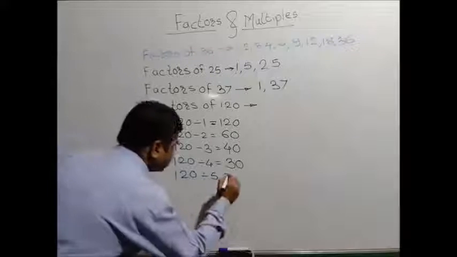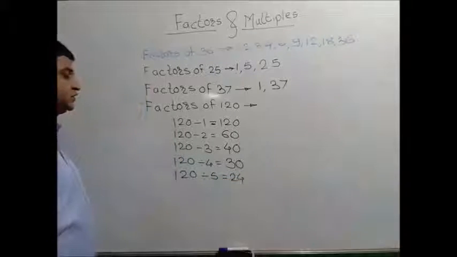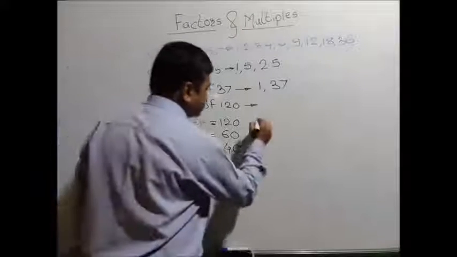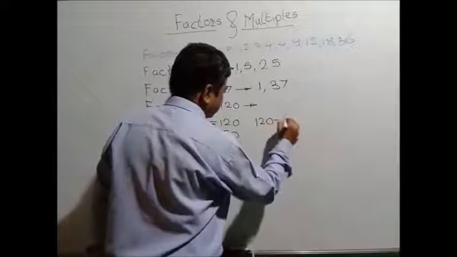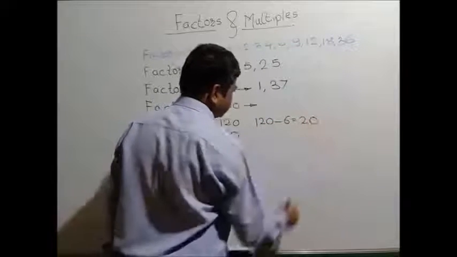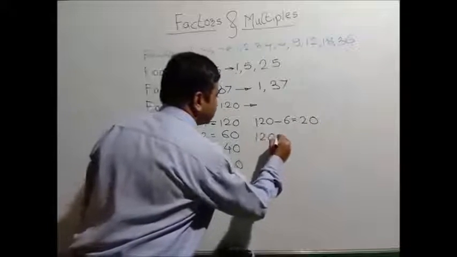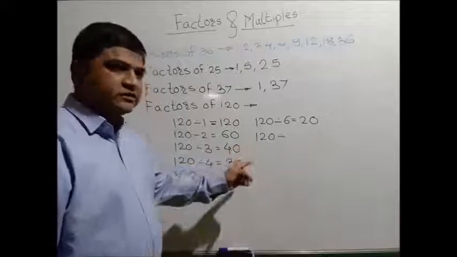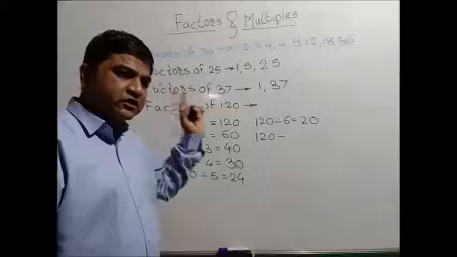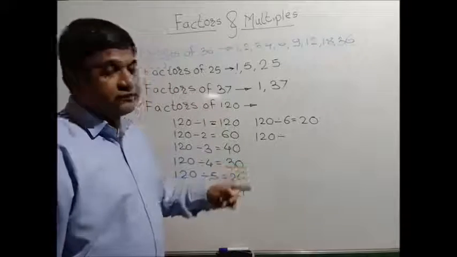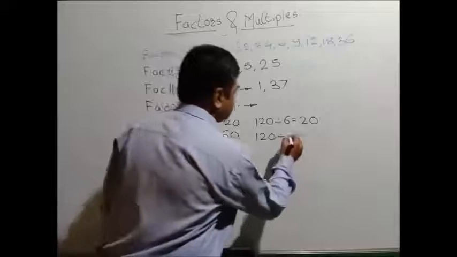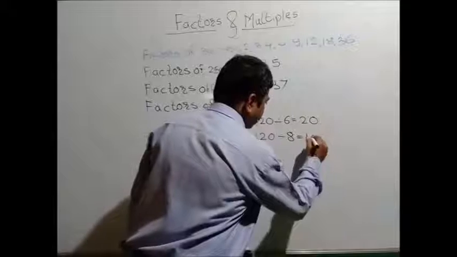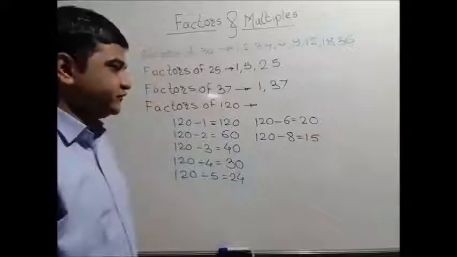So 5 2s are 10, 5 4s are 20, so the quotient is 24. What about 6? Can 120 be divided by 6? Yes, 120 can be divided by 6, and the quotient will be 20. Let us try to divide 120 by 7. Is it possible? See, try it. No, 120 is not divisible by 7. Well, we'll try it then for 8. Yes, I can divide 120 by 8. 8 ones are 8 and 8 5s are 40. We will get the quotient as 15.